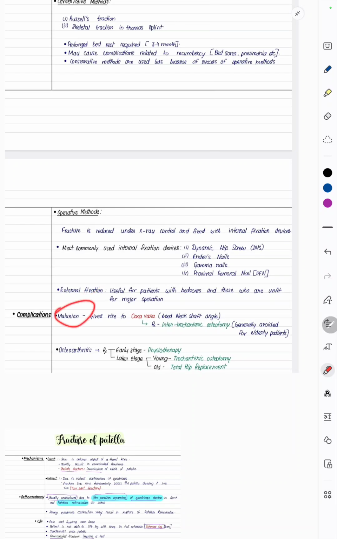Complications. The most common complication is malunion leading to coxa vara. For management of coxa vara, we go for intertrochanteric osteotomy. Osteoarthritis: in the early stage we go for physiotherapy, and in the late stage, if it's a young patient, trochanteric osteotomy, and otherwise only total hip replacement is done.